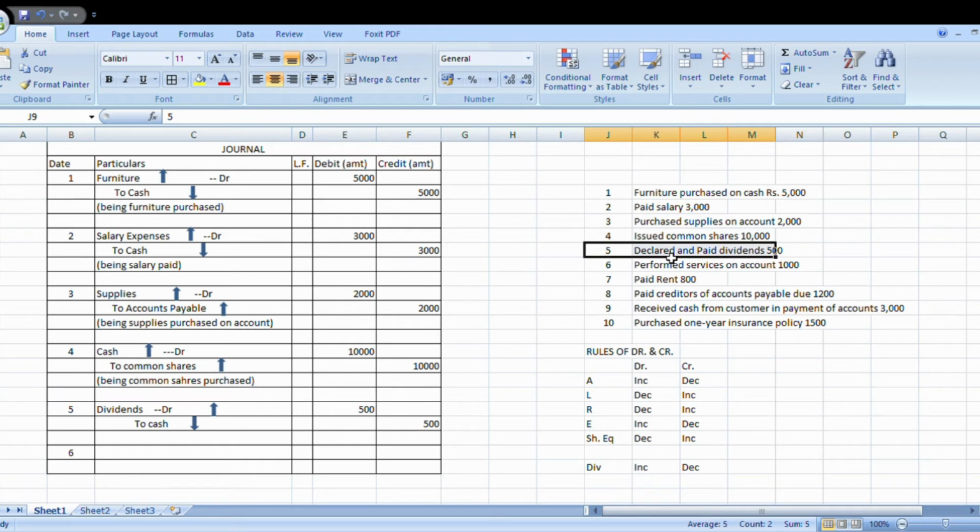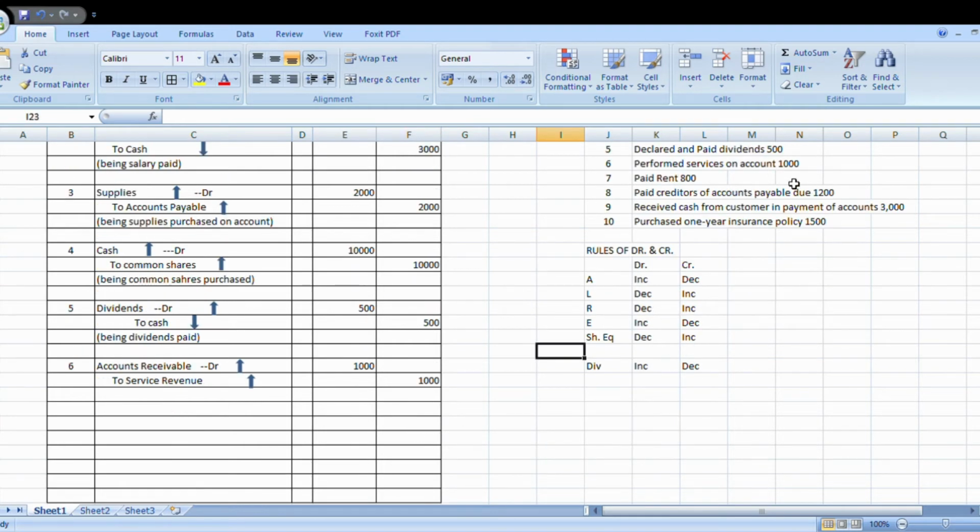Next is declared and paid dividends rupees 500. Now dividends have same implications as that of assets and expenses. For dividends, increase is to be debited and decrease is to be credited. Now, since dividends have been paid, dividend has been increased, therefore dividends will be debited and cash has gone out because you've paid in cash. Cash is an asset. When cash comes in, it is debited. When cash goes out, it is to be credited. So you will credit cash by that much amount.